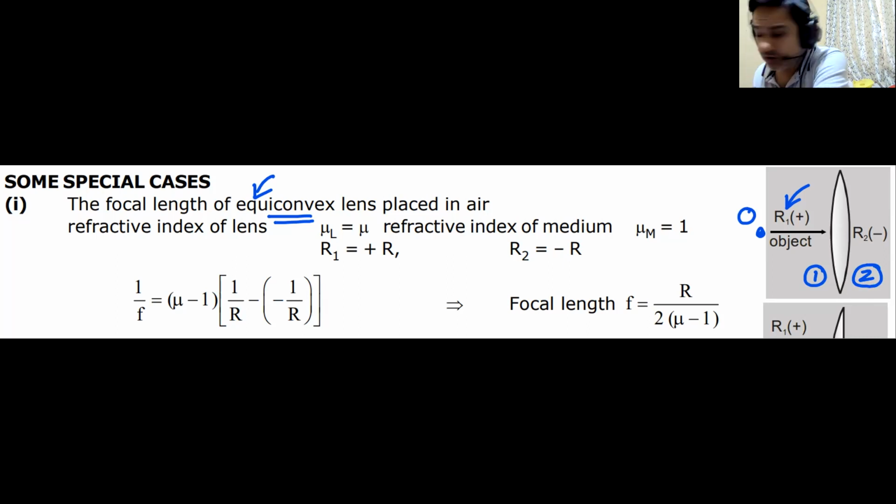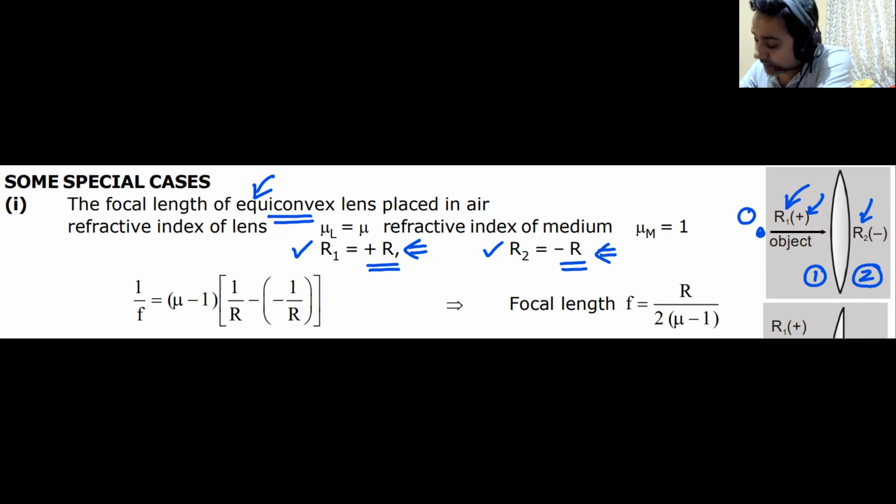Yes, sir. The radius of curvature of the first surface will be positive because it will be in the same direction as the incident light. But for the second surface, the radius of curvature R2 would be negative. So here R1 is written as plus R and R2 is written as minus R. Both radii of curvature are same, so one is written as plus R and the other as minus R. Do we understand this?